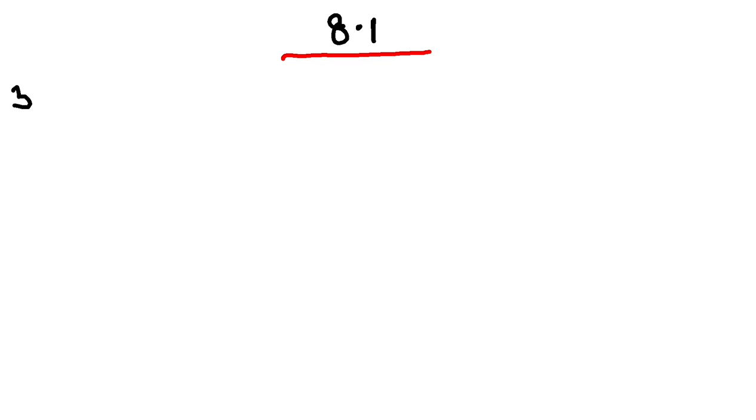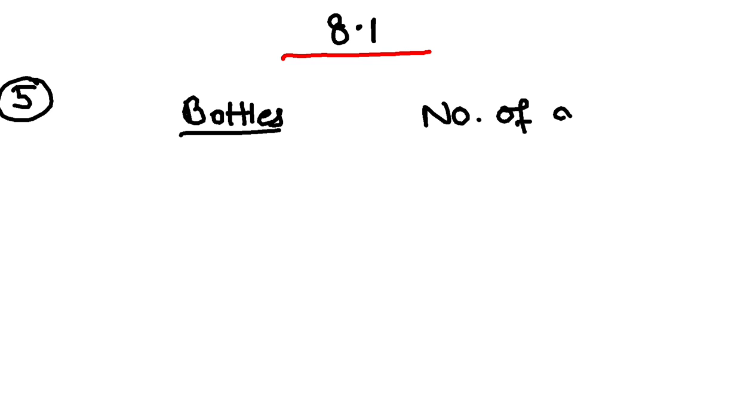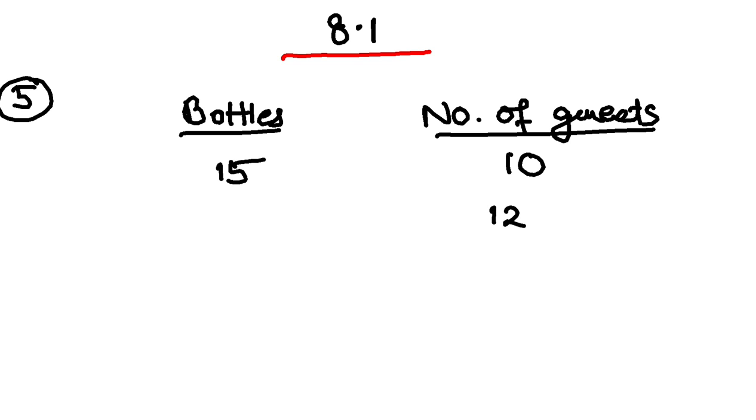If you read the question, you will understand that there are two quantities over there. One is the number of bottles and the other is the number of guests. First they are saying that 15 bottles can address 10 guests. Second, they are asking if there are 120 guests, how many bottles will be required. So I'll assume the number of bottles is x.